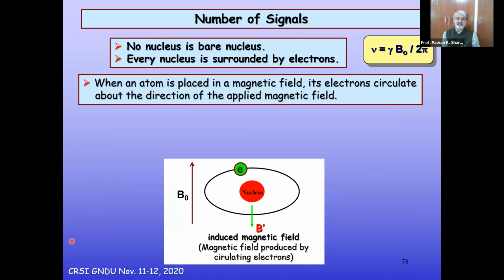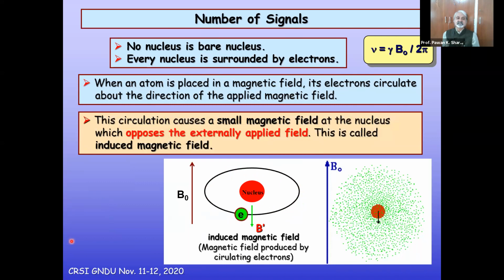So when we apply an external magnetic field, not only is my nucleus spinning, but my electrons are also spinning, right? So electrons also circulate about the direction of the applied magnetic field. And based on that, this circulation of electrons around the nucleus causes a small magnetic field at the nucleus, which opposes the external magnetic field in the middle. And we call it the induced magnetic field. This is very important. We were considering only as if we are putting an isolated nucleus in an external magnetic field. But nucleus is not isolated.